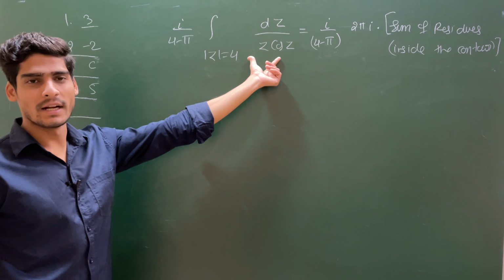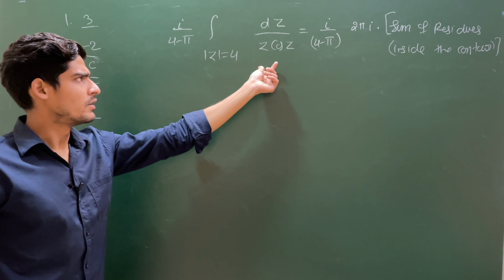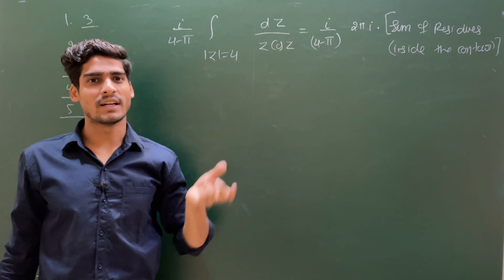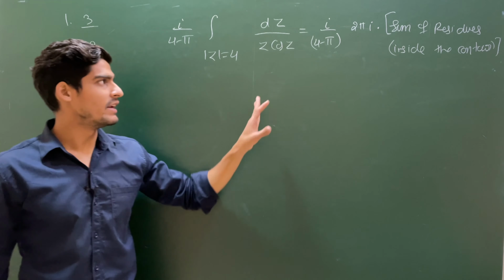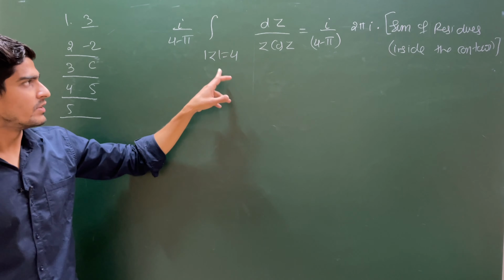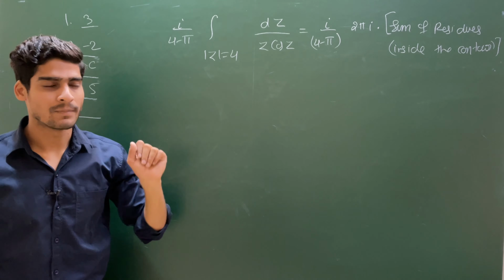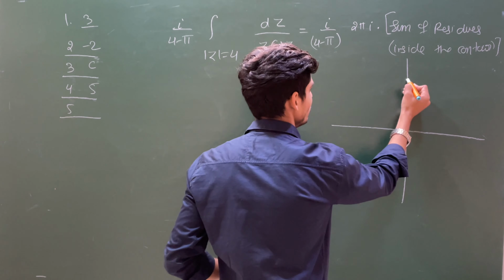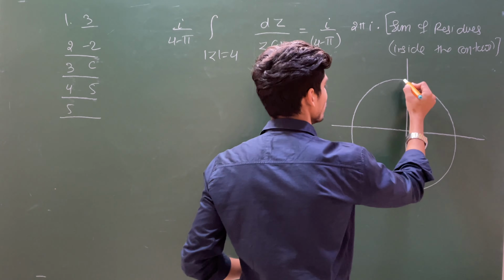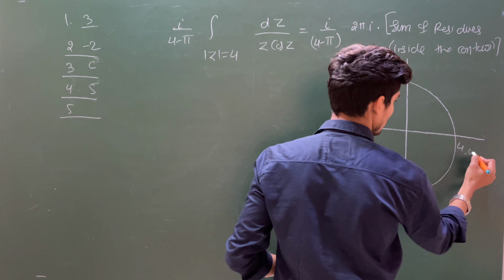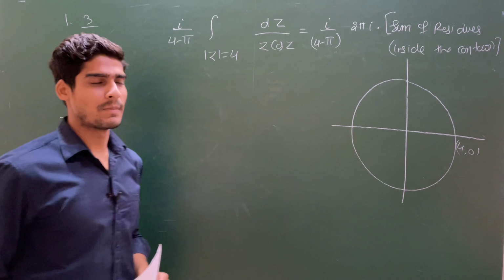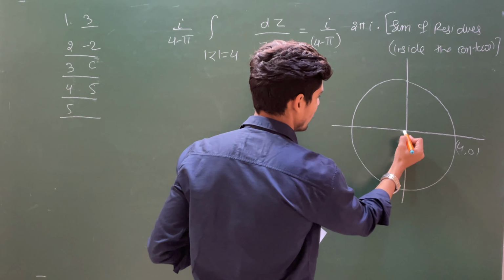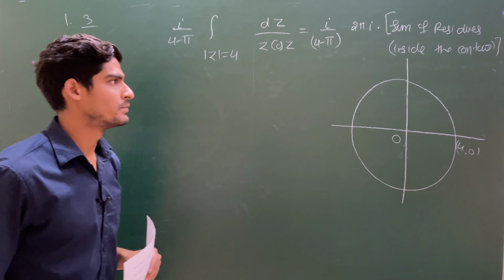Can you give me the singularities for this? Yeah, z equal to 0 is a singularity, and all the points where cos z is 0 are again singularities. But we need only those singularities which are creating problems inside the contour. Let me create the contour here. This is a radius 4 circle on the complex plane. z equal to 0 is inside this, so I need the residue at point 0.